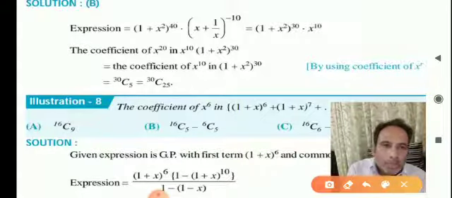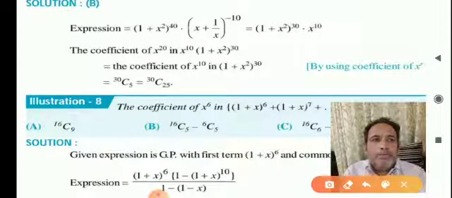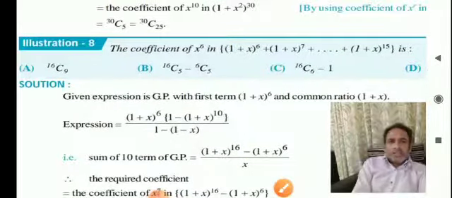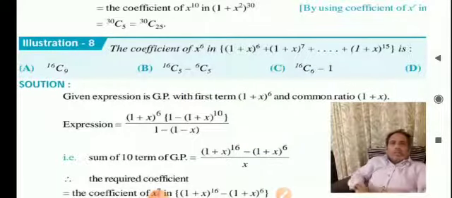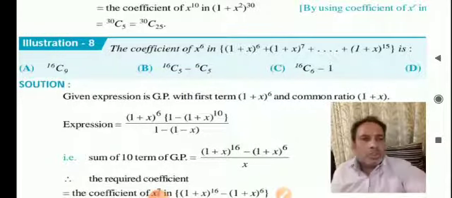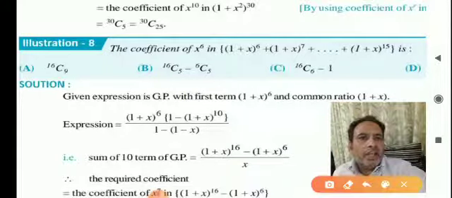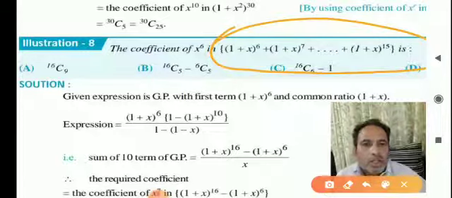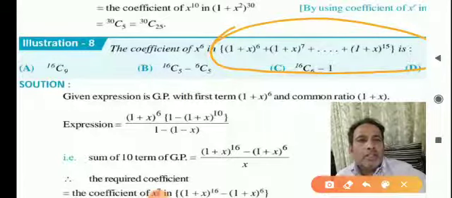Okay. Come to another illustration. Illustration number 8. You see, here you have to find the coefficient of x power 6 in 1 plus x to the whole power 6, 1 plus x power 7, so on up to 1 plus x power 15. So if you see this, 1 plus x to the power 6 to 1 plus x power 15, these terms are in GP. Okay, so you can make the sum over here.